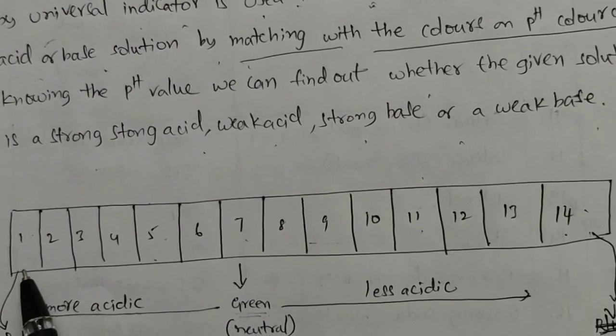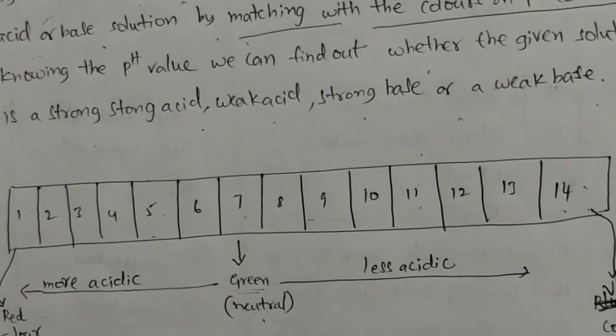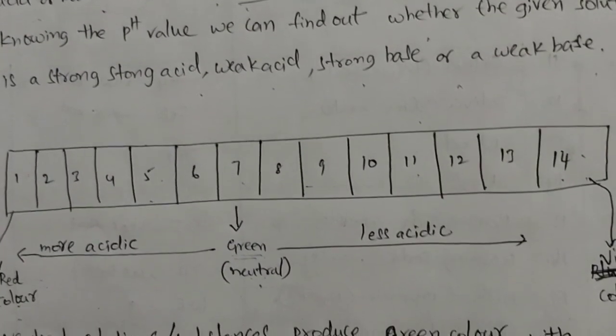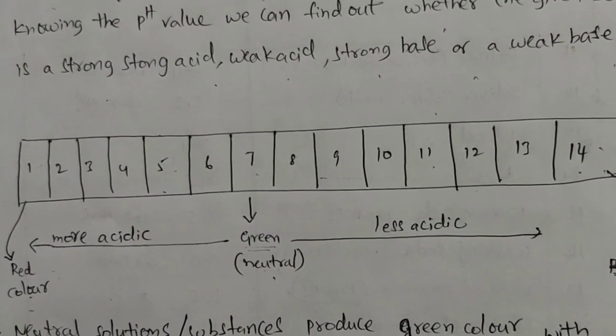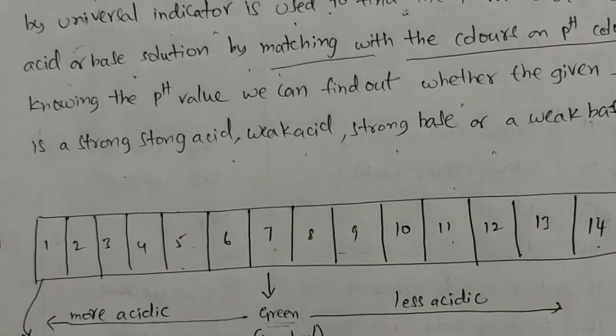For solutions having pH 7, the color is neutral. For solutions having pH 1, strong acids, the color is red. For weak acids, the color is orange. For strong bases, the color is violet. For weak bases, the color is blue. So that's it for today.